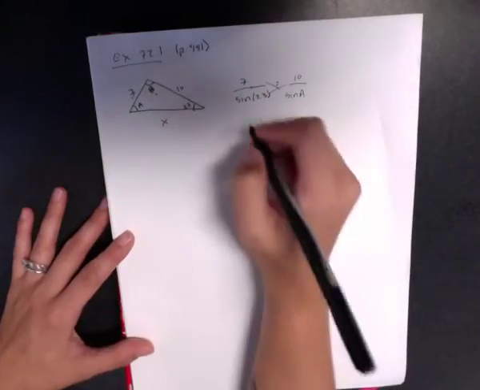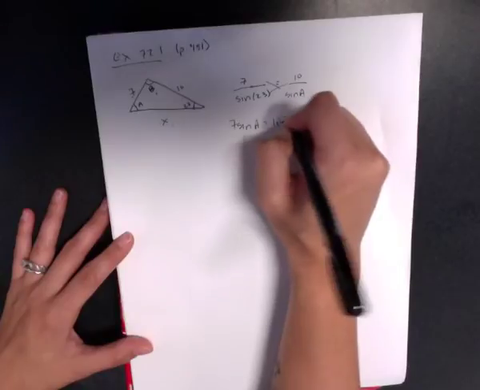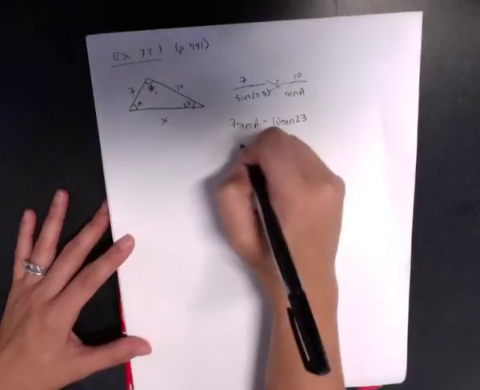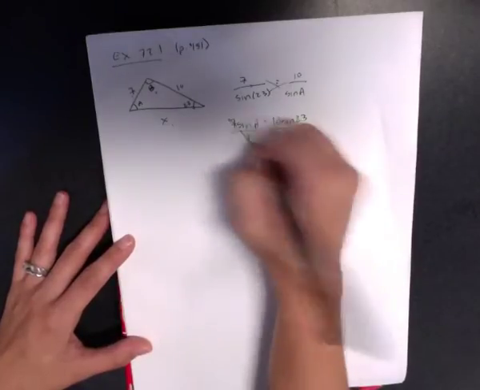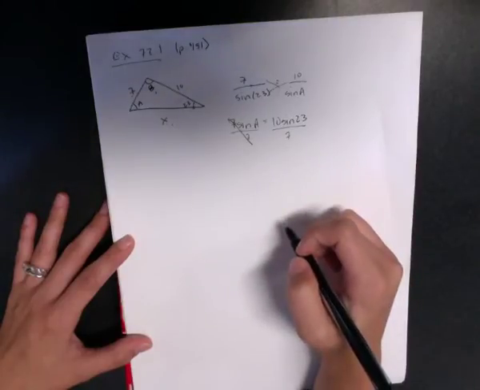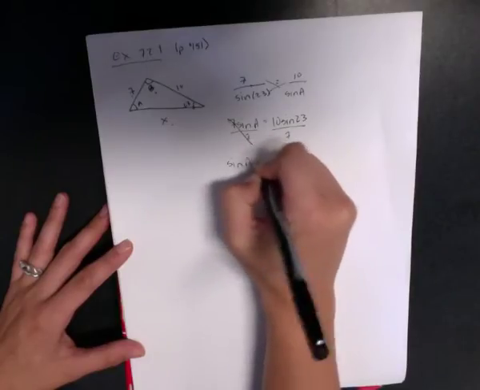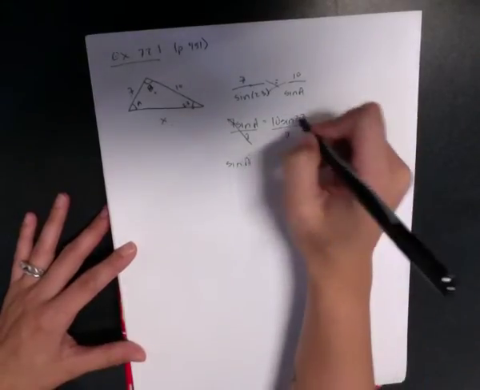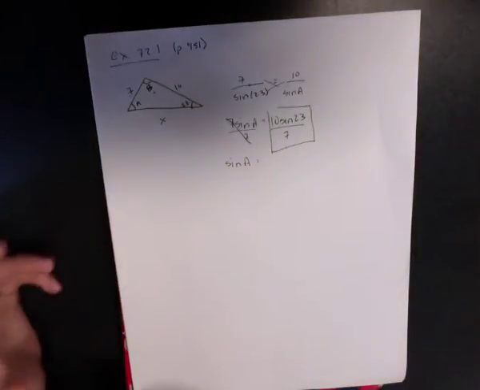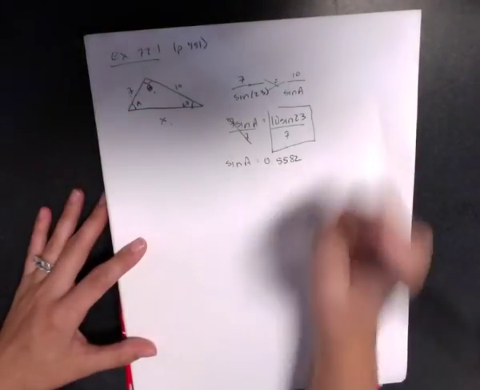I can cross multiply, so 7 times the sine of A equals 10 sine of 23. So I divide both sides by 7. The sine of A is now 10 sine of 23 over 7. And I can then use a calculator. I can plug this whole ginormous thing into my calculator, and it gives me 0.5582.